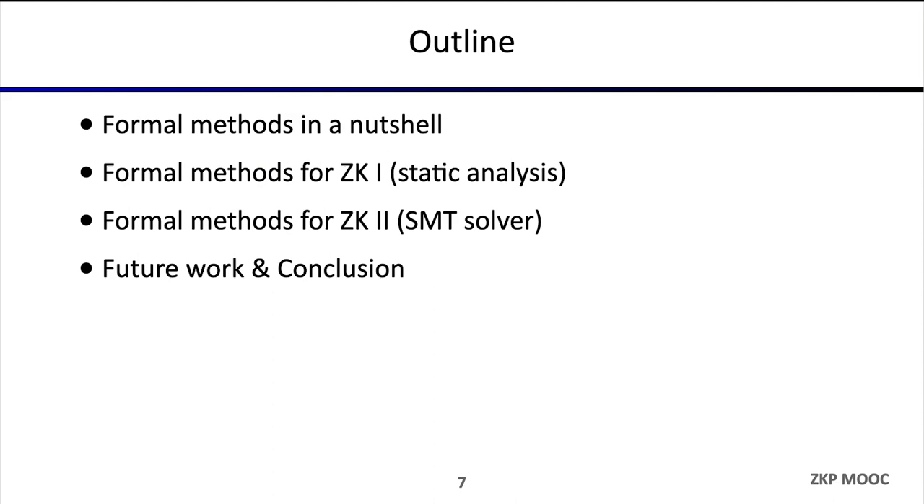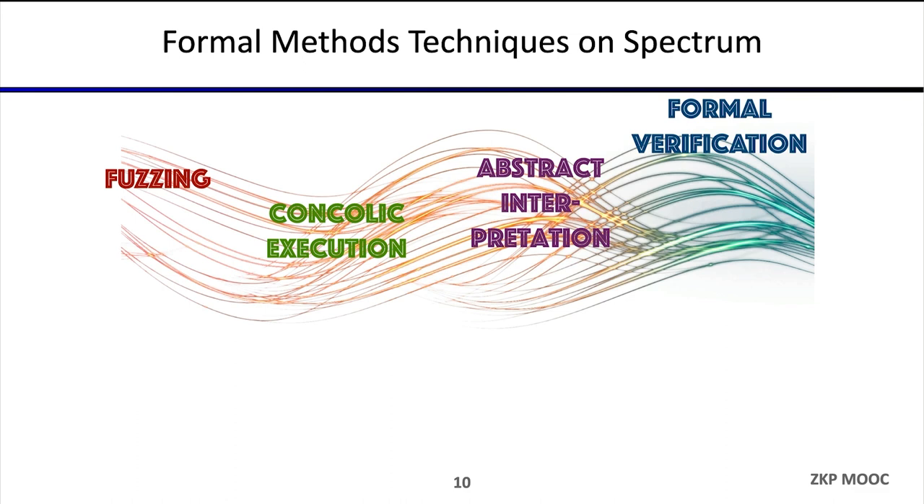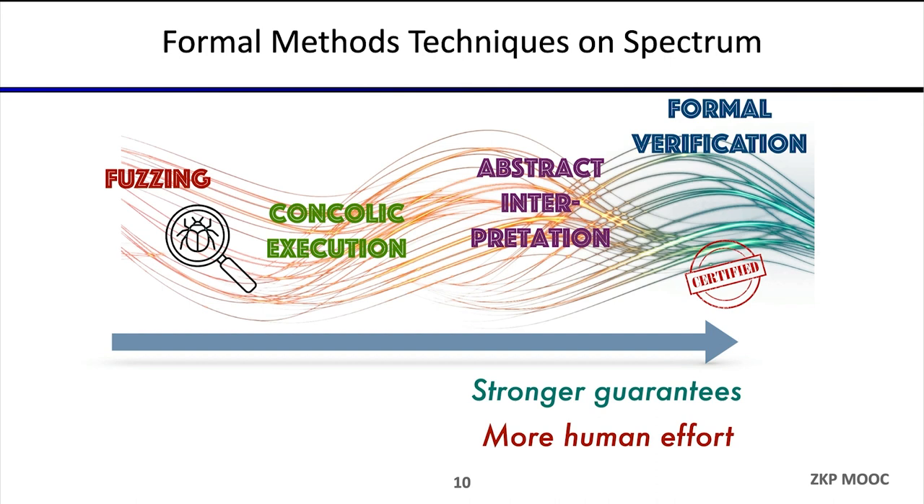Excellent. So what are formal methods? In a nutshell, formal methods refer to a set of mathematically rigorous techniques for finding bugs as well as constructing proofs about the correctness of your software. To be clear, when I talk about formal methods in this context, I'm not just referring to a single technique or a single tool, but rather a class of techniques ranging from systematic testing on the left, to static analysis in the middle, all the way to formal verification on the right. I will talk about this in a bit more detail later, but generally, the further you go to the right on this spectrum, the stronger the guarantee you can get. However, there's no free lunch. In order to get stronger guarantees, you also need to put in more manual effort.